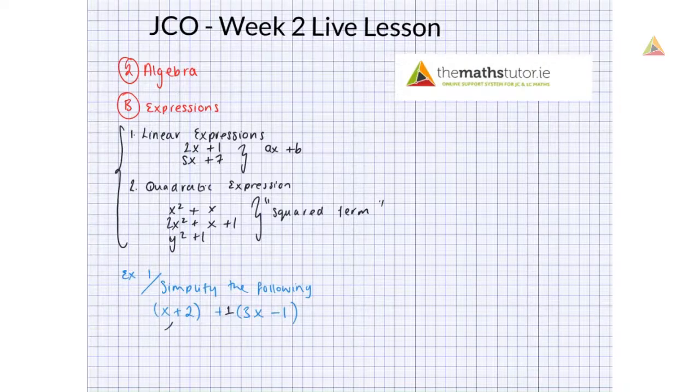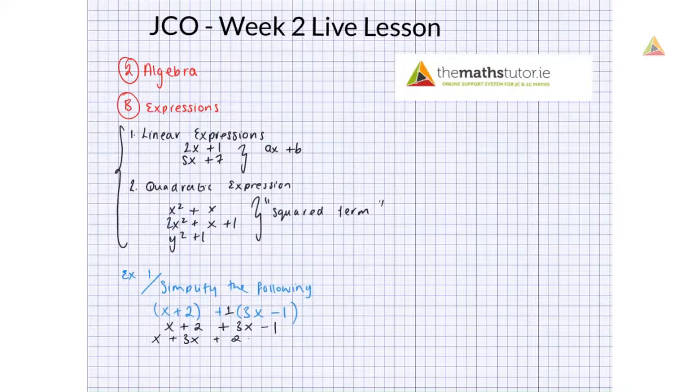So it's going to be x plus 2 plus 3x. Now be careful here. 1 by 3x gives you 3x. 1 by minus 1 gives you minus 1. So be careful there. What you're going to do then is group the x terms together, so the like terms together. So it's going to be x plus 3x plus 2 minus 1.